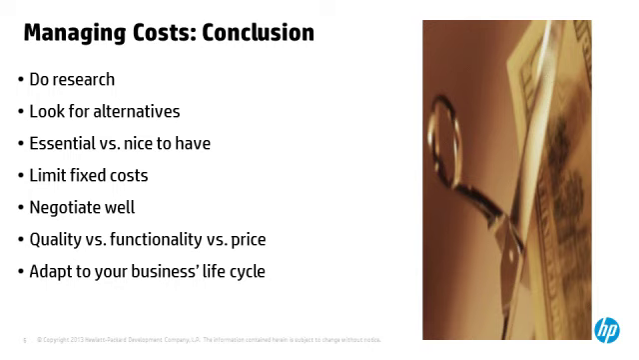Negotiate well. This is an essential business skill. Always consider quality versus functionality versus price. Cheap is not always best, but the most expensive is not always necessary. Lastly, adapt to your business's life cycle. What was relevant in the startup phase may no longer be valid as you expand. For example, once your business is established and you have more cash available, then change from buy as you need to buying in bulk in order to reduce your cost per unit.